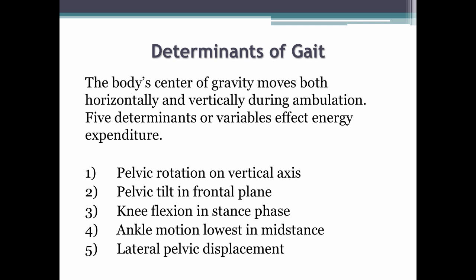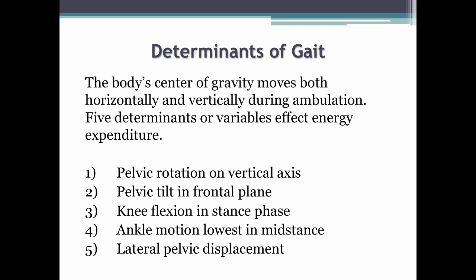Our body center of gravity moves both horizontally and vertically during ambulation to help make this more efficient. So number one, our pelvis rotates on a vertical axis. Going back to the speed walkers, you wonder why their pelvis moves so much. That pelvic rotation increases your step length, so you're able to walk farther with fewer steps, which is more efficient.